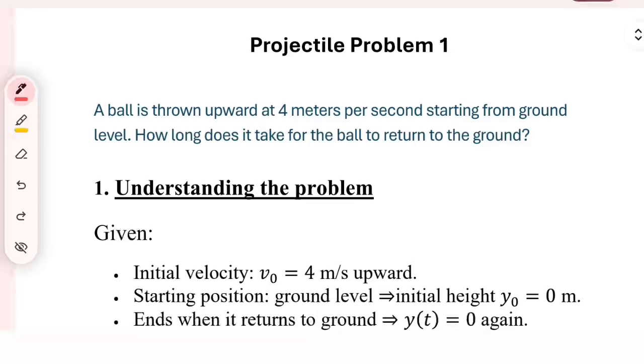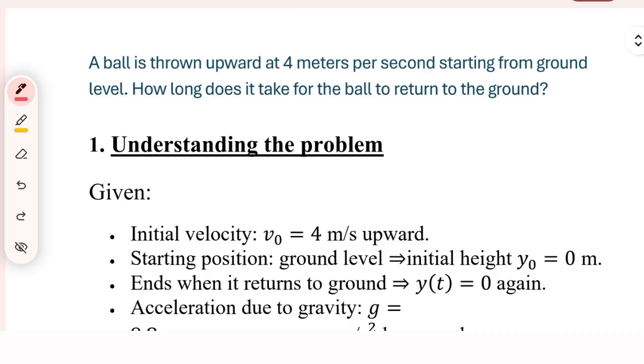So this would be a projectile problem, and it states that a ball is thrown upward at 4 meters per second, starting from the ground level. All right. So how long does it take for the ball to return to the ground? And now step one, like we always do, is we need to understand the problem. That means we need to look at what is given and then check how we can compute and solve the problem. All right, so let's check the given.